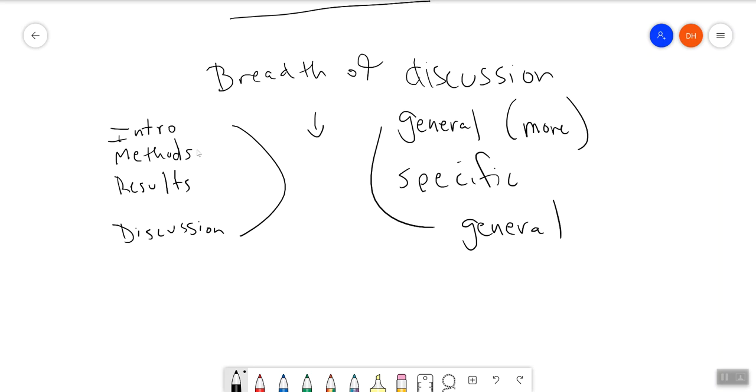Now, the general shape, just to point this out, here's the breadth of our discussion. Notice this. Here we have our IMRAD structure. So here's our IMRD. Now notice here in terms of the breadth of discussion, the intro is always going to be general.